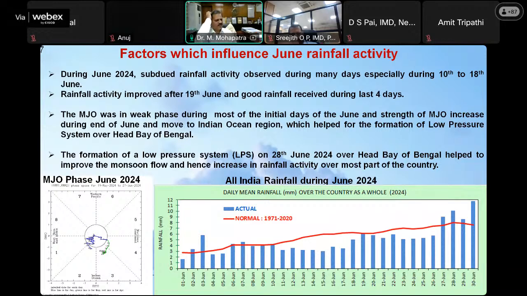Now, you might be thinking, what factors caused this below normal rainfall activity in June? As I was discussing in the previous slide, it was mainly during the period of 10 to 18 June. It was highly deficient, which led to the below normal rainfall for the month of June. During this period, the monsoon did not advance further. Monsoon advancement was slow. Rainfall activity improved after 19 June and good rainfall was received during the last 4 days.